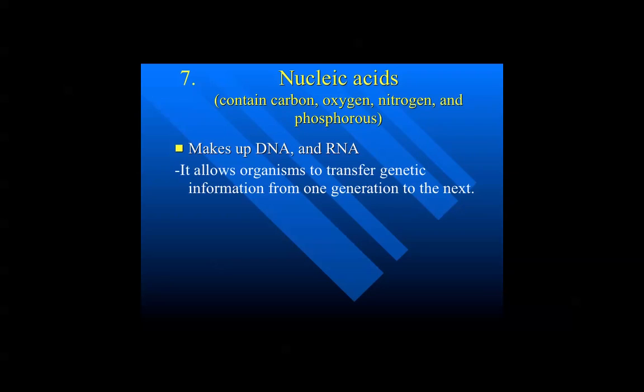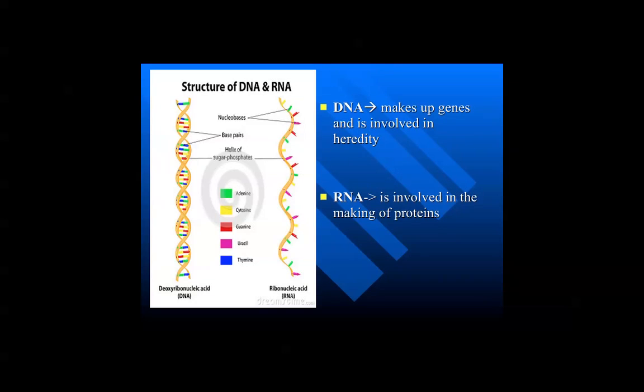Now our next section is on nucleic acid. Nucleic acid contains the carbon, hydrogen, oxygen that we've discussed in the past, but now it also includes nitrogen and phosphorus. Nucleic acid allows organisms to transfer genetic information from one generation to the next. Nucleic acid makes up our DNA and our RNA. Let's take a look at the structures.